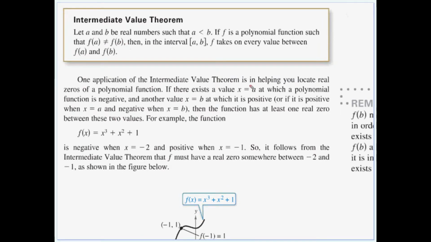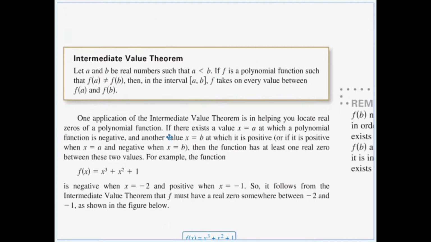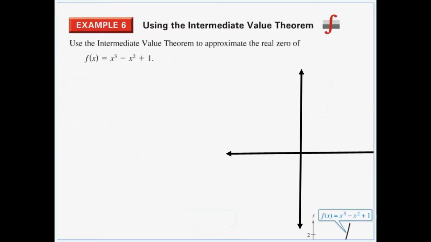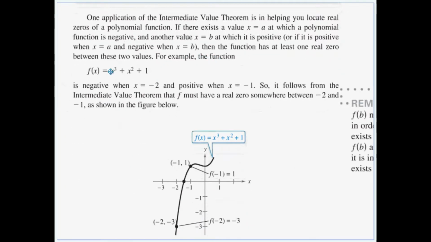One application of this intermediate value theorem is to help you locate real zeros of a polynomial. If there exists some x value at which the polynomial function is negative, and then another x value for which it goes positive, or if you reverse that, then the function has a zero in between those two values. So here it says, for example, the function x cubed plus x plus 1.